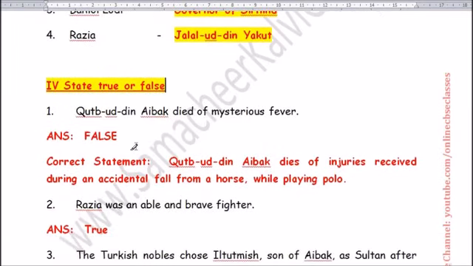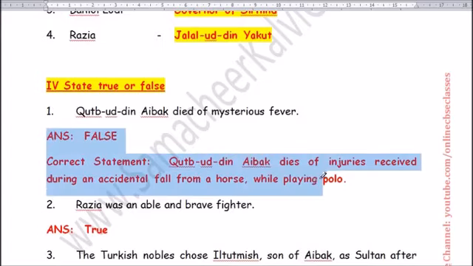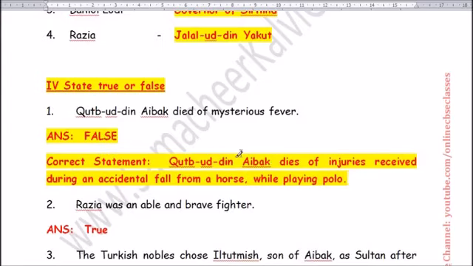Moving to Roman number 4, state true or false. First one, Qutbuddin Aibak died of mysterious fever. The answer is false. The correct statement is Qutbuddin Aibak died of injuries received during an accidental fall from a horse while playing polo.